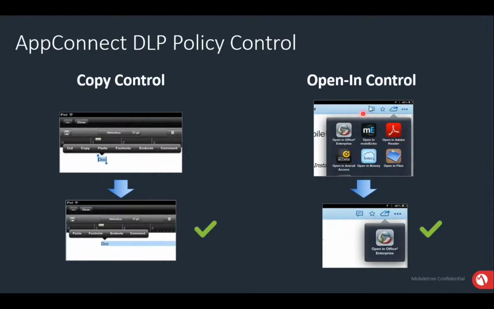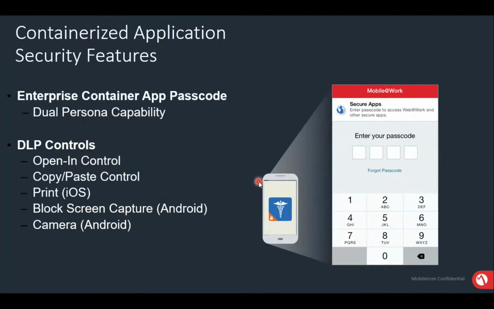And you also have control on opening. This can be restricted for opening any type of attachment outside the container. You can always have a secure passcode apart from the device passcode. This passcode will be used to open only the AppConnect enabled apps. You can also block screen capture in Android, block print in iOS, and if the app needs access to the camera, you can always block it in Android.